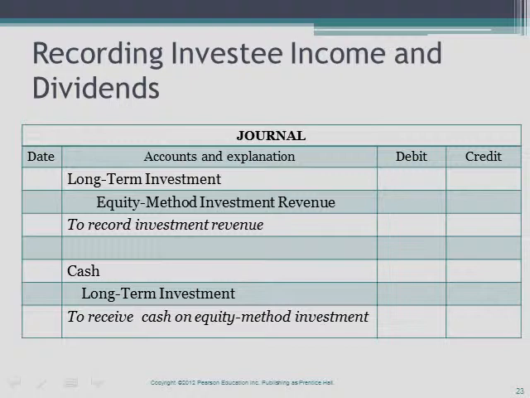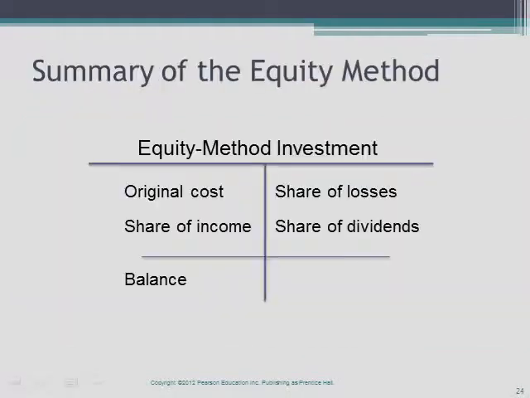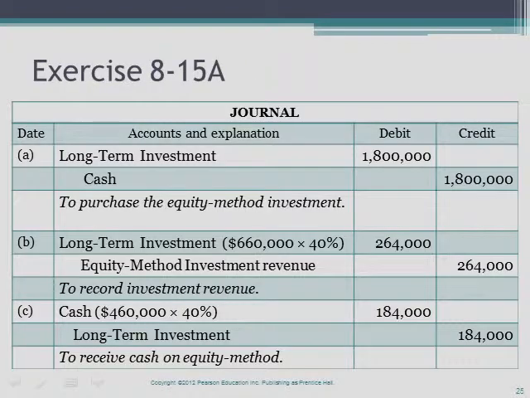The investor is receiving a cash return on part of the net income that increased the investment account, so it should make sense that the investment account would be decreased. And these entries show how to record the investee's share of net income and receipt of cash dividends. The T account above shows the increases and decreases to an equity method investment. The account is increased by the investor's share of investee income and decreased by any investee losses and dividends. So let's walk through a problem or an example of how to make these entries.